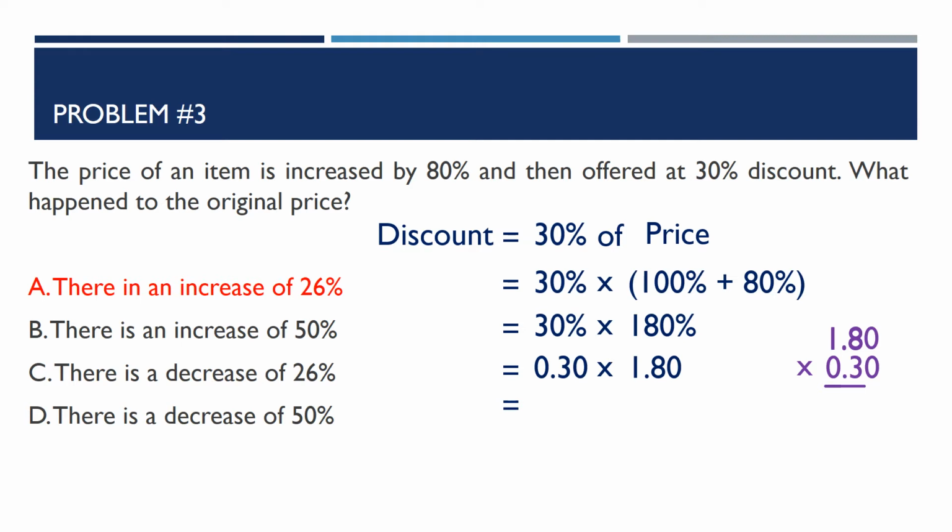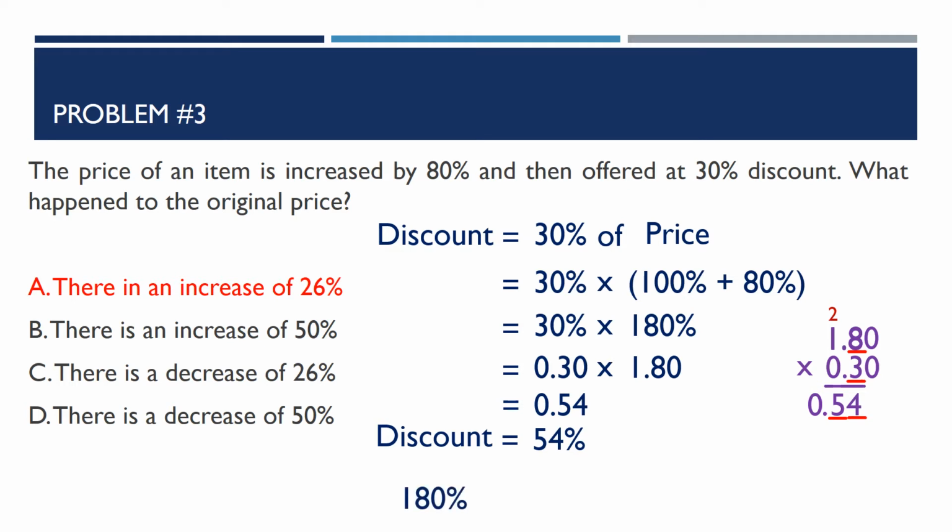So those zeros are not significant. So we have 8 times 3 is 24, carry 2. And then 1 times 3 is 3 plus 2 is 5. And then there are how many decimal places? 1, 2. So we'll count in the product 1, 2, and then decimal point. So the product is 0.54. So that's the discount. So the discount is in percent. It's 54%.